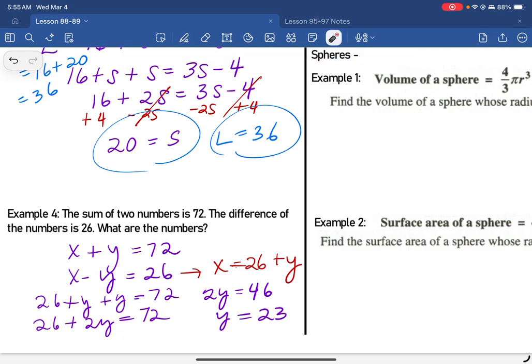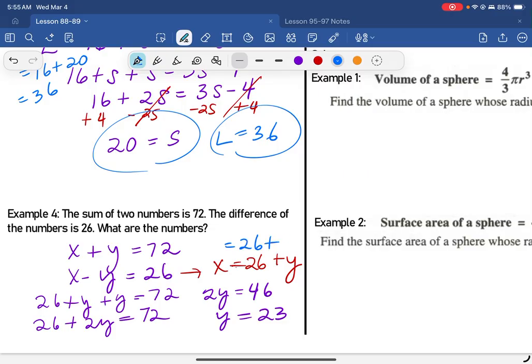Now once again, they ask for the numbers, so I can't stop there. I have to plug the y in, that 23 right there. So we get equals 26 plus the 23 we just found. Therefore, x is equal to 49. Those are my answers there.